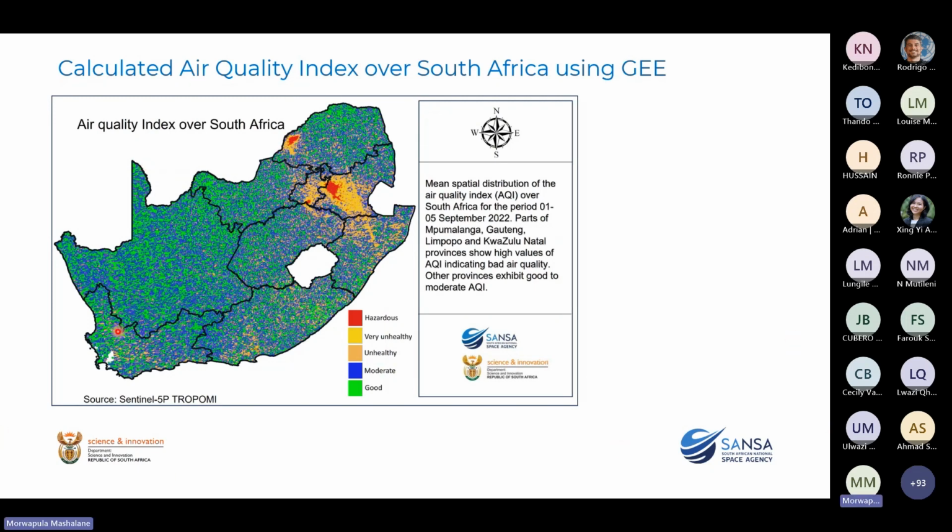So that's where we are with this project of calculating the air quality index. For calculating the index here, we just use four gases: sulfur dioxide, nitrogen dioxide, carbon monoxide, and ozone. The plan is to increase the number of gases so that our results will be a bit more accurate.